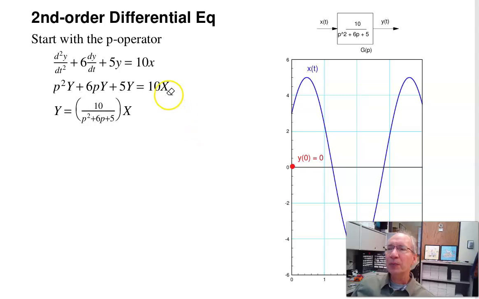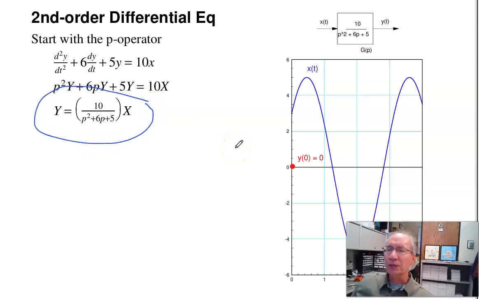Well, again, start with the p operator. This is the differential equation. You let p mean derivative. So here's the second derivative, first derivative, and just y is 10x. Solve for y in terms of x. There's the transfer function.